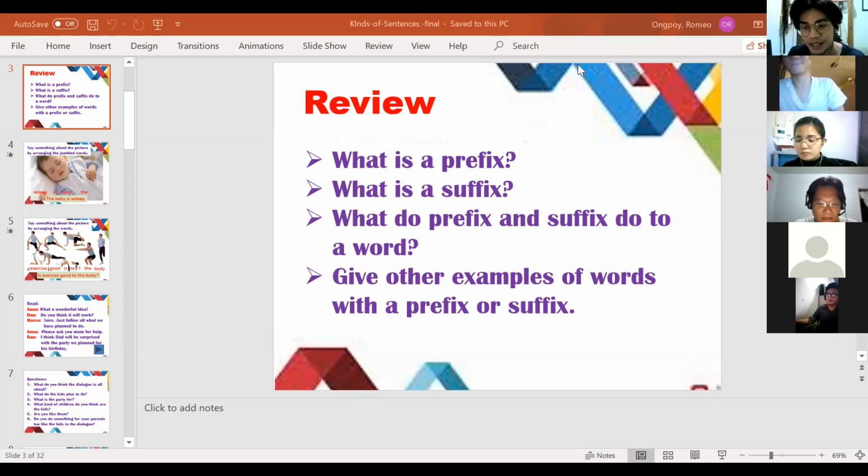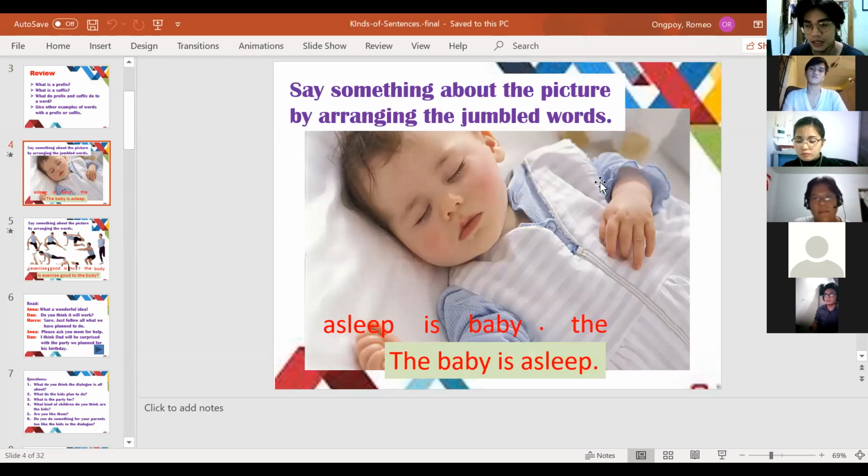So now that we have reviewed the different prefixes and suffixes, let's proceed with the topic we have for today. We'll have some activity for today. You see here a picture, and I want you to form a sentence from the picture.